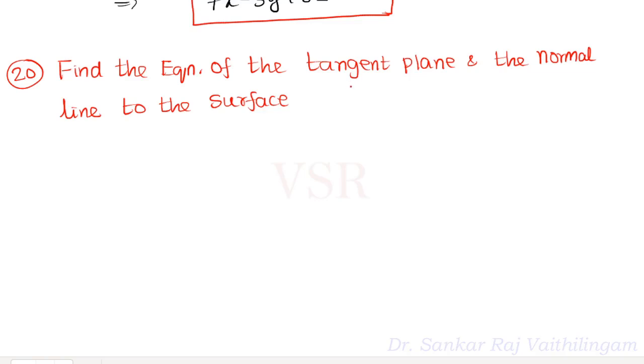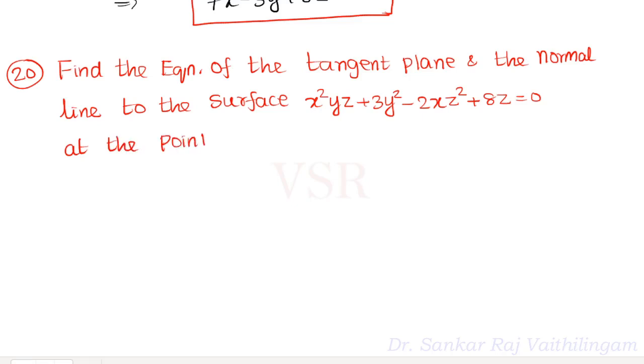The surface we are having is x squared yz plus 3y squared minus 2xz squared plus 8z equal to 0 at the point 1, 2, -1. So we have 1, 2, -1. Okay, so solution.